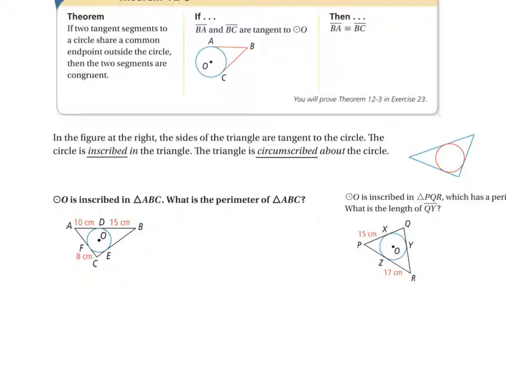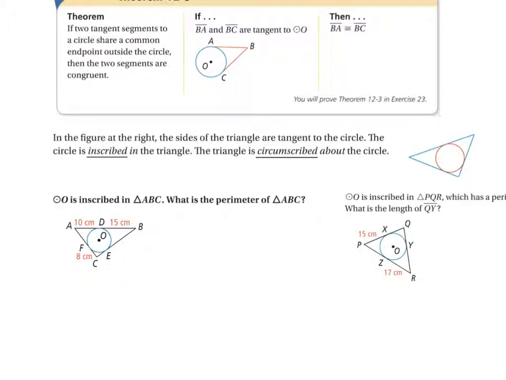Inscribed versus circumscribed. Inscribed sounds like it's going to be inside, right? So that's exactly what it is. Inscribed is inside. Circumscribed: remember I talked about that prefix circum? It means around, around the outside. Circumnavigated the globe, circumference. So circumscribed is still around.